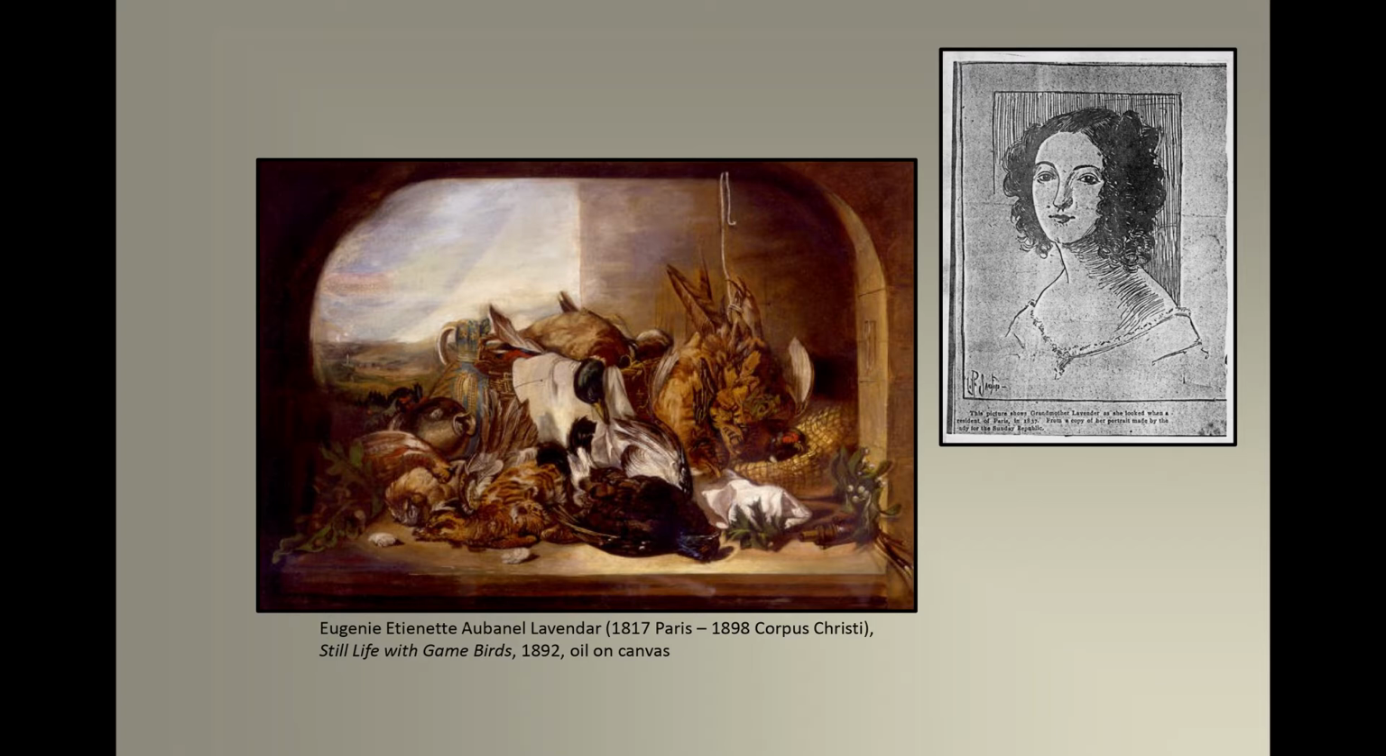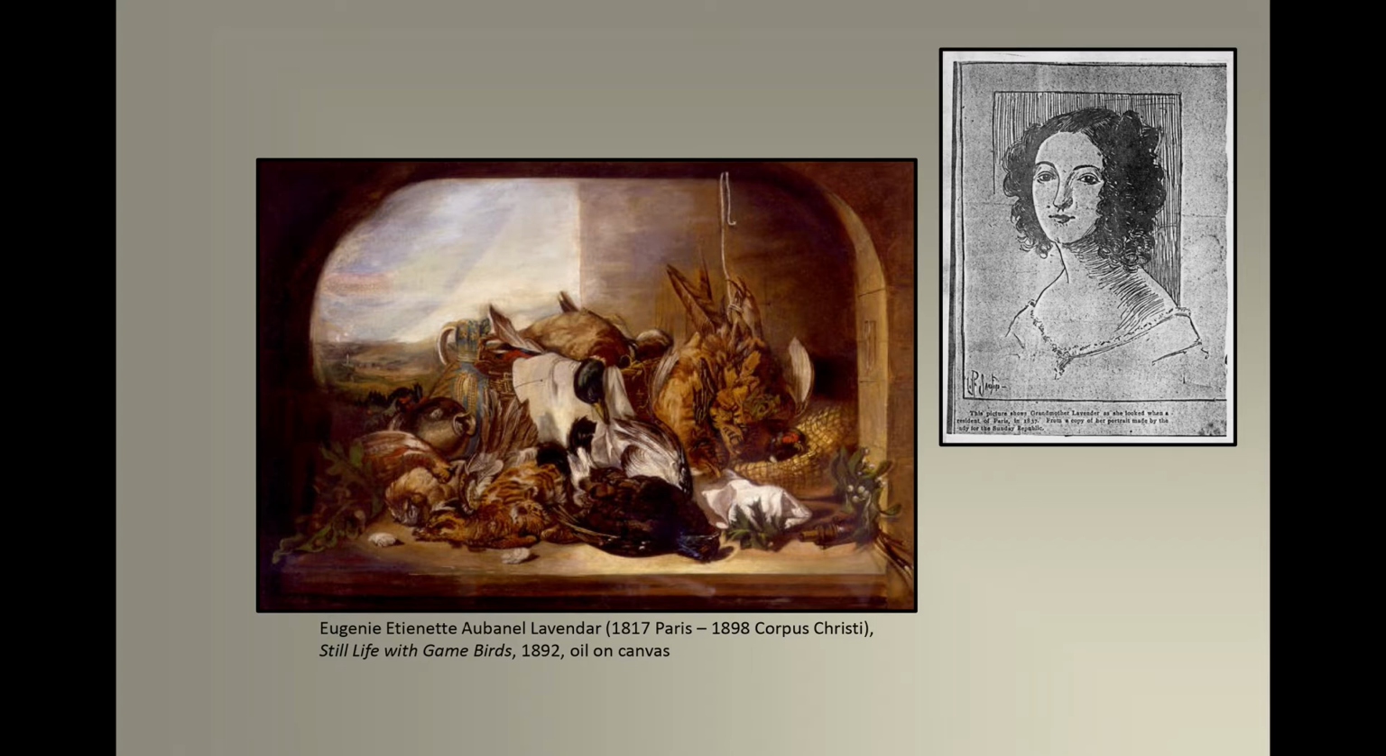She studied at the École des Beaux-Arts in Paris with Paul Delaroche, with fellow student Rosa Bonheur, where she was trained in the romantic, realist, academic style popular in France in the 1840s. Lavender moved to the U.S. in 1852 and eventually lived and worked in Dallas, Waco, Corpus Christi, and New Orleans.